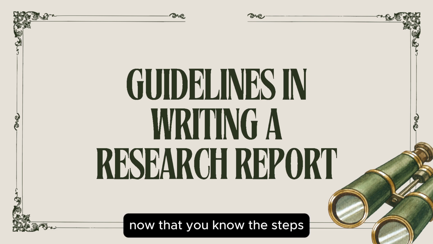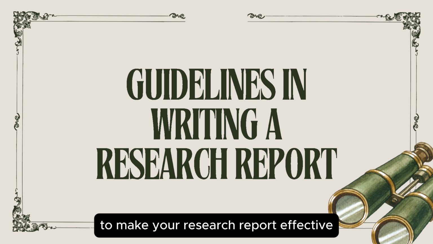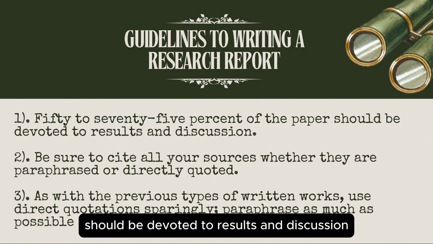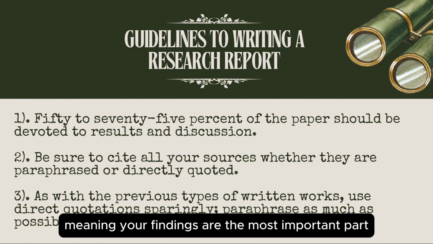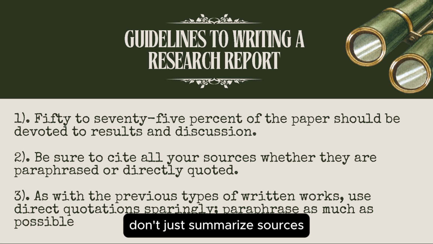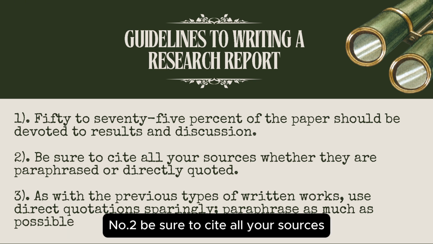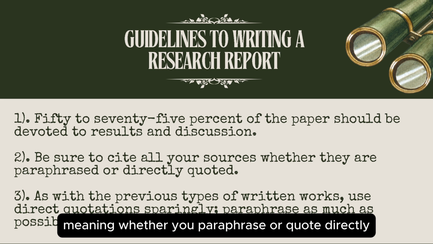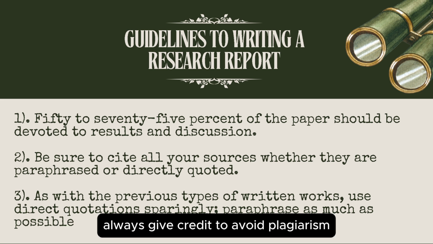Now that you know the steps, let's go over some key guidelines to make your research report effective. Number 1. 50 to 75% of the paper should be devoted to results and discussion. Meaning, your findings are the most important part. Don't just summarize sources. Number 2. Be sure to cite all your sources whether they are paraphrased or directly quoted. Meaning, whether you paraphrase or quote directly, always give credit to avoid plagiarism.